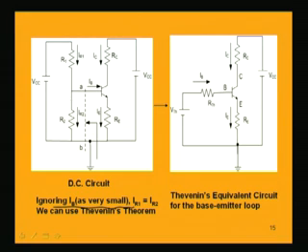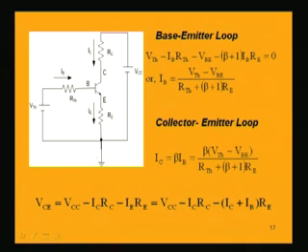Now we will easily replace this by V Thevenin in series with the R Thevenin resistance. The left part is taken care of by V Thevenin and R Thevenin, and the right side is exactly the same, we are not doing anything. Now it is easier for us to find the base current in this loop. This is the equivalent circuit after replacing the base to ground circuit by its Thevenin's equivalent to the left.